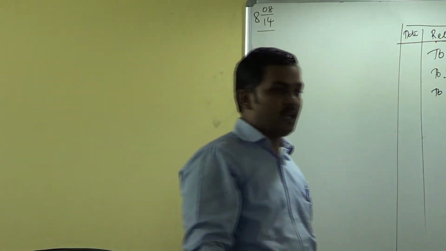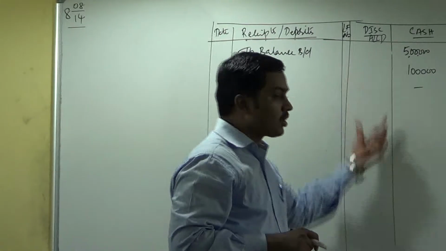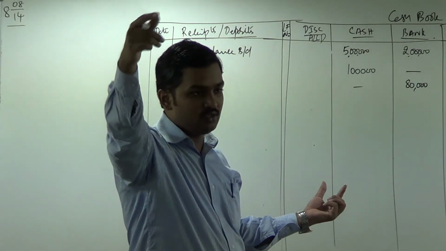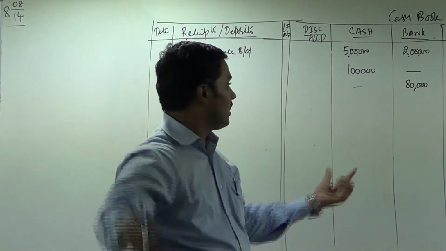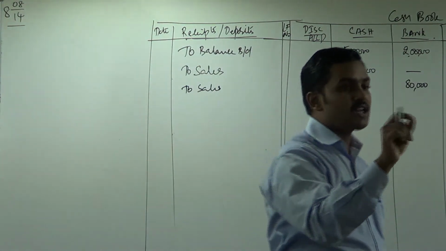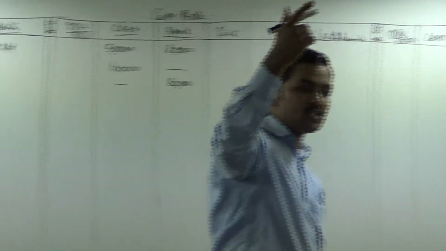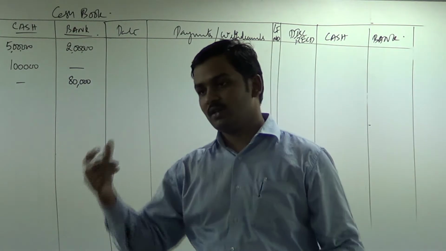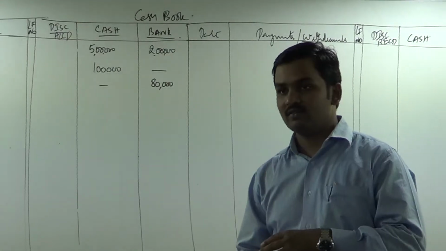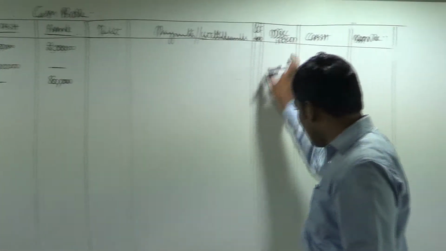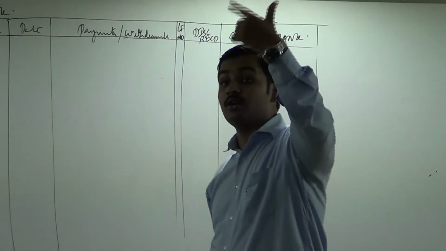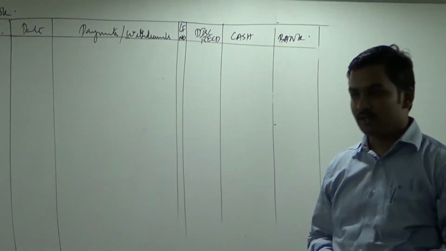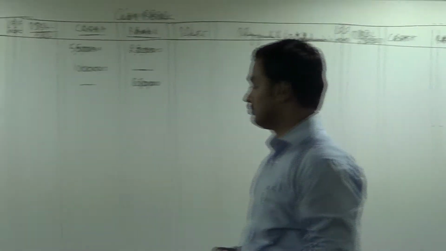So when you prepare the trial balance, the discount allowed column will give you the balance of the discount allowed account, which will be taken to the debit side of the trial balance. Cash column will give you the cash balance, which will be taken to the debit side of the trial balance. Bank column will give you the bank balance. It may go into debit or credit. Then the discount received column will give you the balance of the discount received account, which will be taken to the credit side of the trial balance. Okay. Continue.